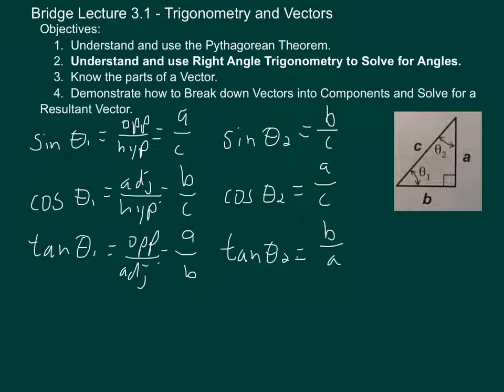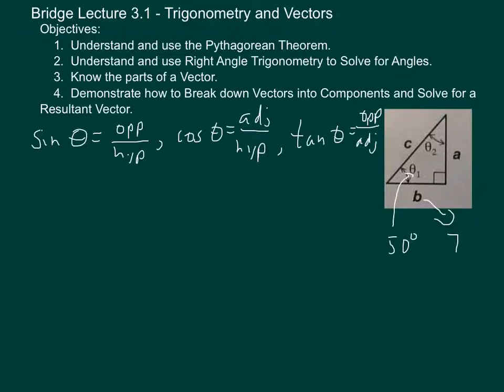Now the third definition, tangent, is opposite over adjacent. So the tangent of theta 1 is a over b. The tangent of theta 2 is b over a. These are definitional terms that represent the ratios. So what I did here is I rewrote the trigonometric functions again: sine, cosine, and tangent. Now what we have here is theta 1 of an angle of 50 degrees, and by the way, theta 2 would then be 40 degrees because all triangles must add up to 180 degrees. Side B is 7. So the question I have is what would side C be?